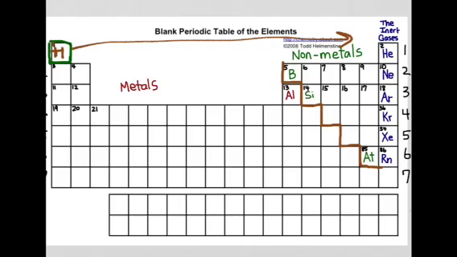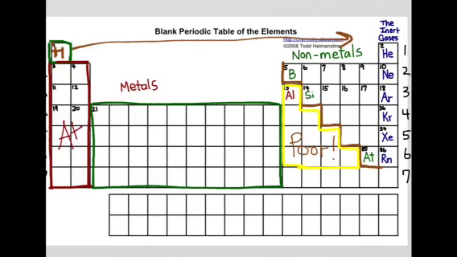Now, it turns out that all metals were not created equal. The metals in the S block are considered good metals or strong metals. The metals that are in the P block are considered poor metals, while the metals in the D block are simply called the transition metals.